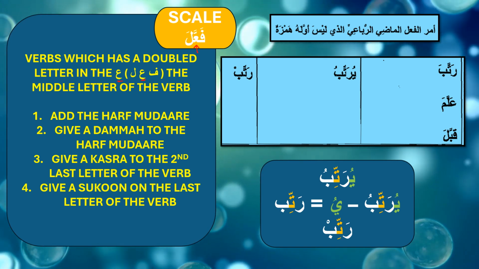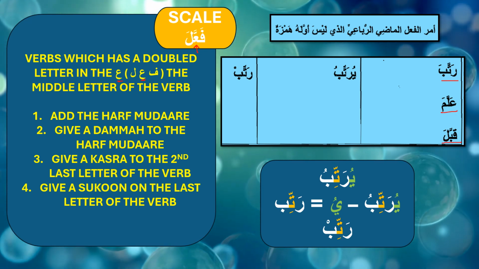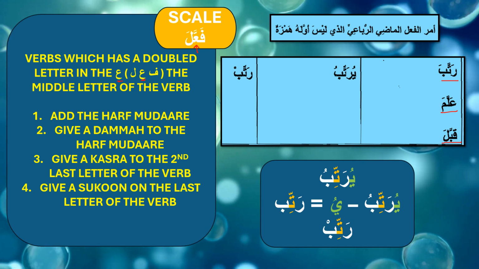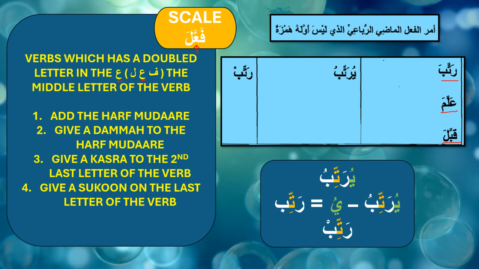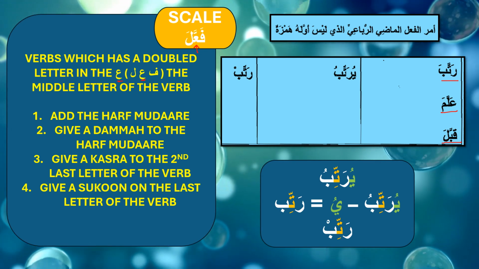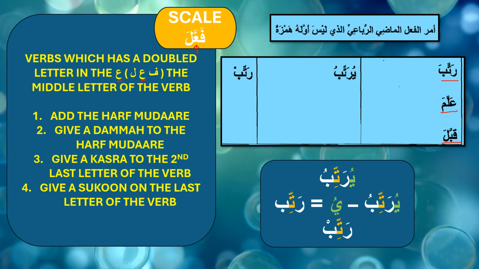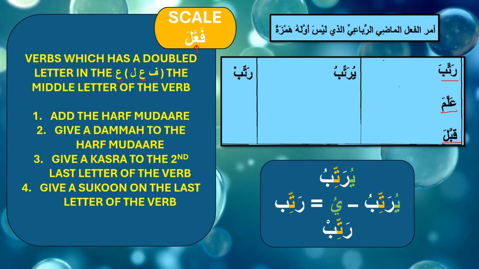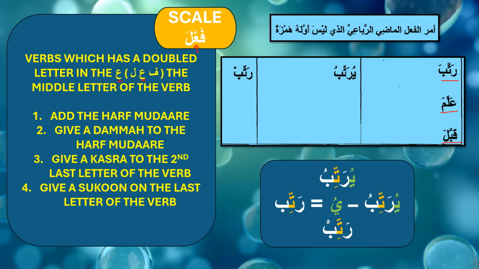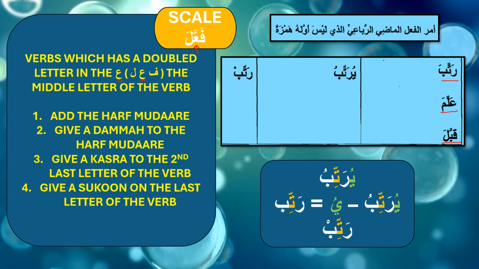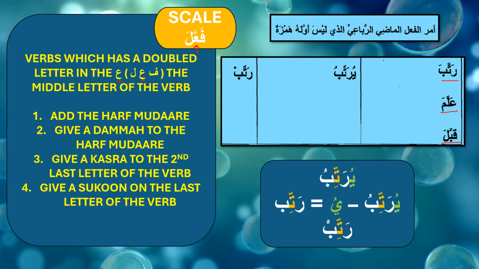So any verb, past tense verb that you come across with a middle letter having a shadda, it will follow the same rule. Remember, all we did except the fail thulathi, all the scales that we are doing is giving a dhamma on the harf mudare and then giving a kasra on the second last letter. Then there are scales that there are no hamzatul wasal or hamzatul qata that we did previously. So remember, these are the important points in making the command. So now coming to this fa'ala scale, we have rattaba, allama, qabbala.